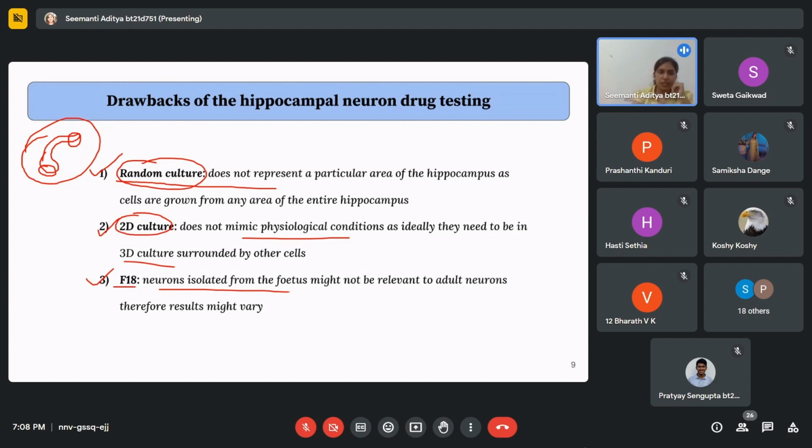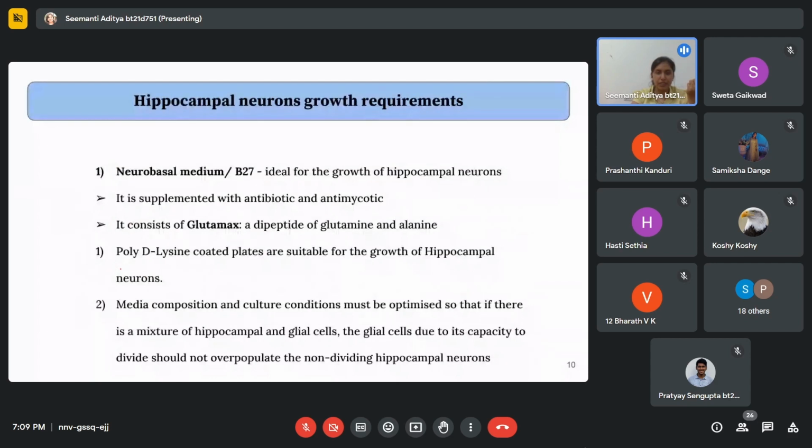But anyway, these are some of the drawbacks, and definitely they need to be overcome in future, and there will be other methods by which this could be overcome. So let's see. For hippocampal neuron growth, the medium required is a neurobasal medium with B27, supplemented with GlutaMAX. GlutaMAX is a dipeptide of glutamine and alanine, and hippocampal neurons require a good amount of glutamine and alanine for their growth.